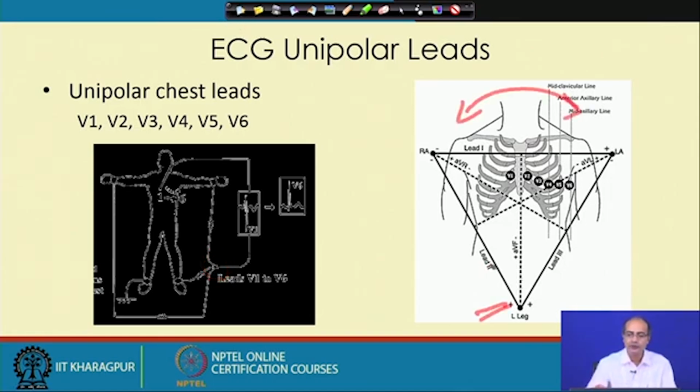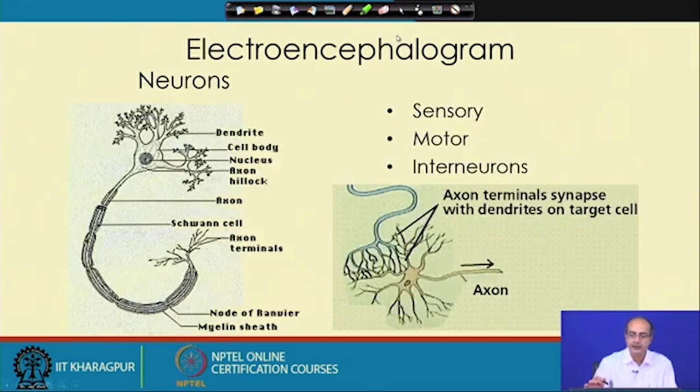So, now let us move forward. Let us go for the second signal, that is the electroencephalogram, or in short we call it EEG. Now, to know that, first we need to know the origin of it.